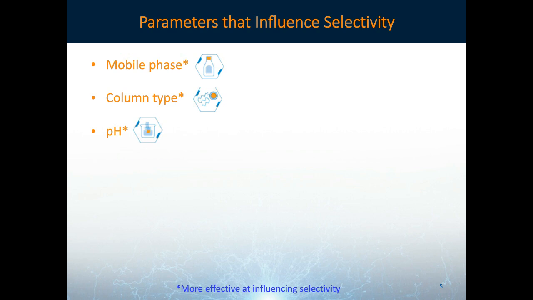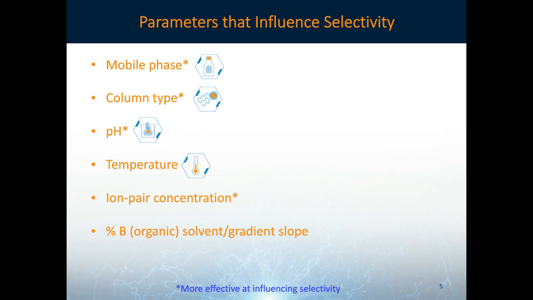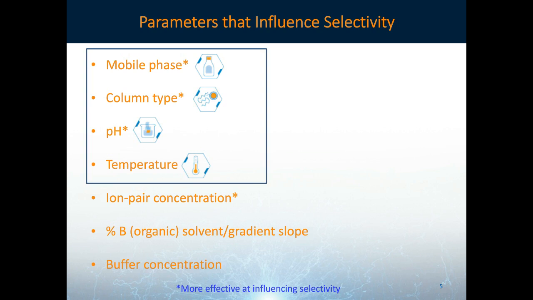The next parameter is temperature. You can see I don't have a star by that. That is not quite as effective at influencing selectivity, but for certain phases, it can be used. Then ion pair concentration, %B organic solvent, or gradient slope if you're running in gradient mode, and then finally buffer concentration. So for the purposes of this presentation, I'm going to focus on the first 4 parameters.